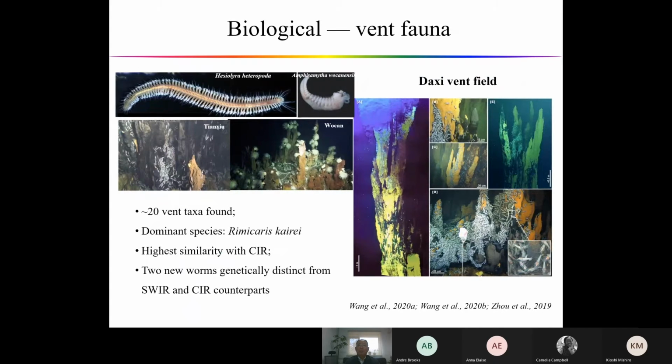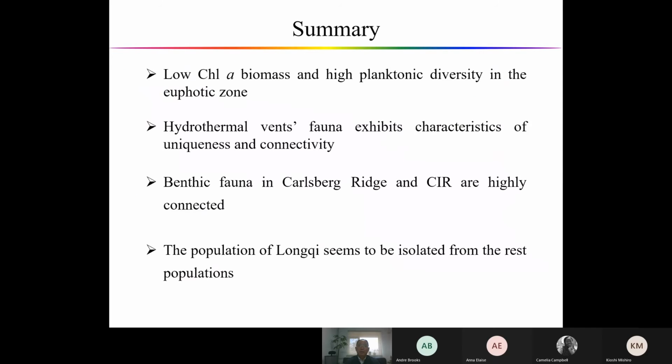There were 20 species found in the vent fauna in the northwest Indian Ocean. The dominant species were deep sea shrimp. The community structure showed the highest similarity with those in the central India region. In addition, two new worms were genetically distinct from the southwest and central India region counterparts.